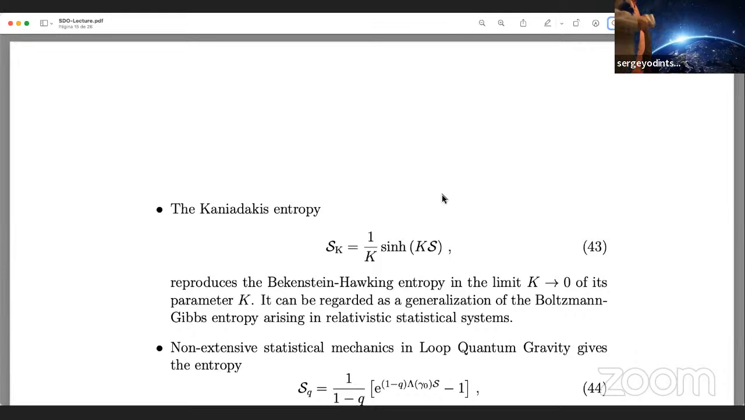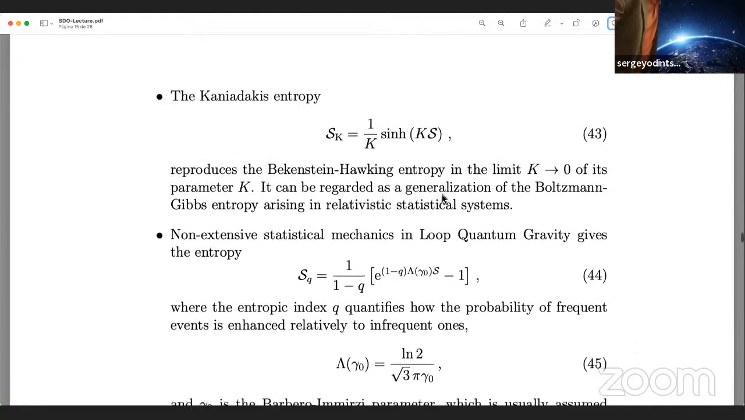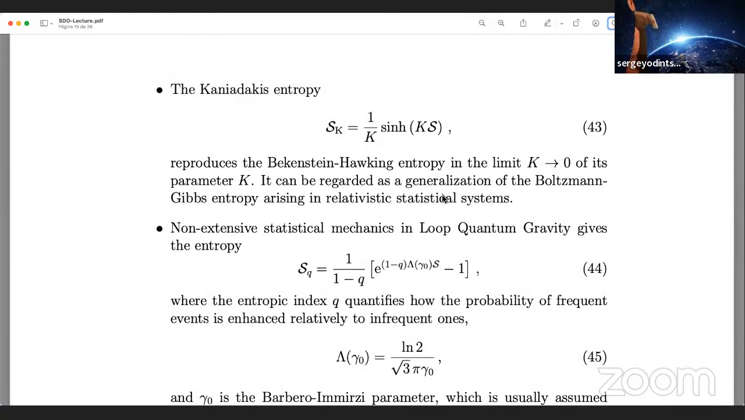So, for example, one more entropy for statistical system, that is this type of entropy. One more entropy for loop quantum gravity, which is related with non-extensive statistical mechanics, that is this entropy. And this entropic index here quantifies the probability of frequent events, okay, compared with unfrequent events.